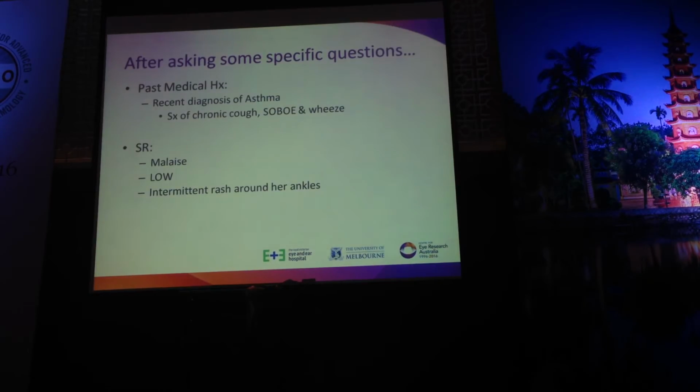And she actually has a history of a recent diagnosis of asthma. Okay. Over the past 6 months, her primary care physician said, "Oh, you've got some wheeze. Okay, a bit of shortness of breath on exertion. Here, take some Ventolin." Okay. She also, though, had some symptoms of malaise, loss of weight, and an intermittent rash around her ankles. And she actually said, "Yeah, the rash is there for about a week. Big lumps on my shins, and then they go away after a week. So I never really bothered seeing anyone about it."